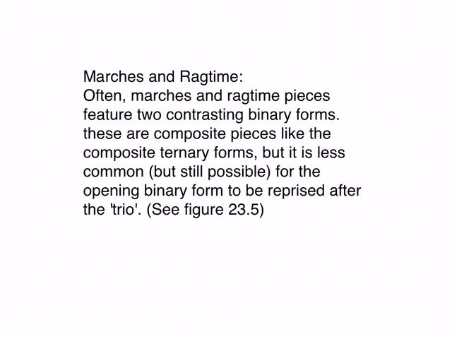And finally, marches and ragtime. Often marches and ragtime pieces, Sousa marches, Joplin rags, feature two contrasting binary forms. These are composite pieces like the composite ternary forms, but it's less common, although still possible, for the opening binary form to be reprised after the trio. We'll look at these as well, but as an introduction to ternary forms, that's all for today.